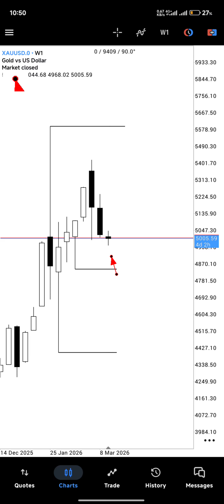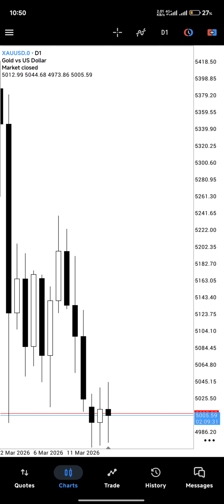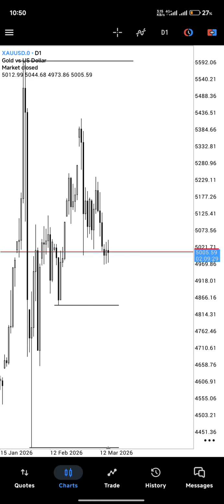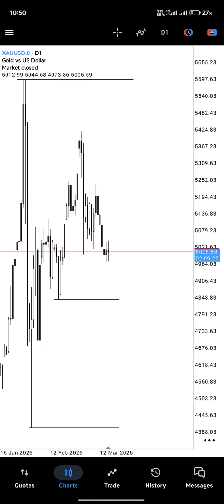So we want to see price sweep this low. It can happen this week, it can decide to happen next week. But overall, this is where we want to see price sweep before we see some more bullish action. So having understood this on the weekly time frame, the next time frame is obviously the daily time frame. On the daily time frame, you can see those areas I have marked out already.